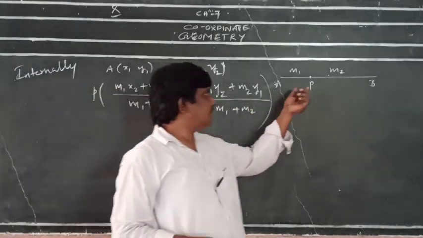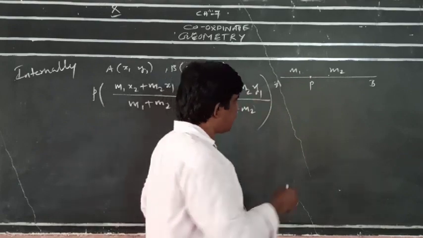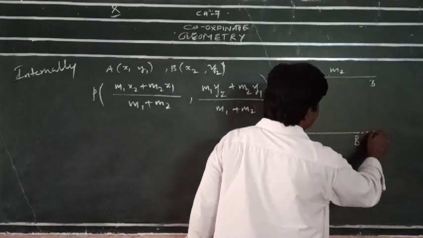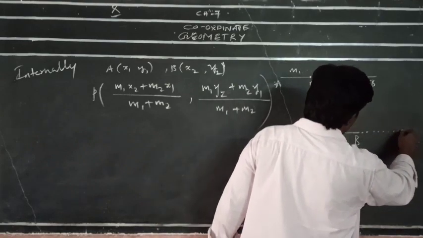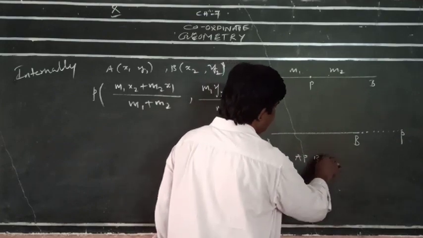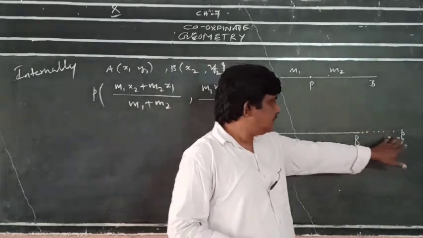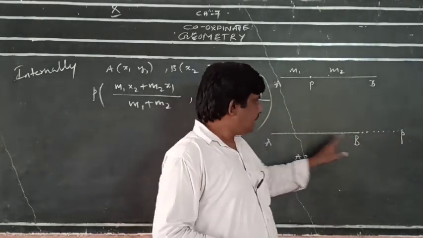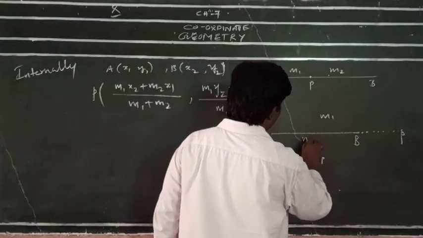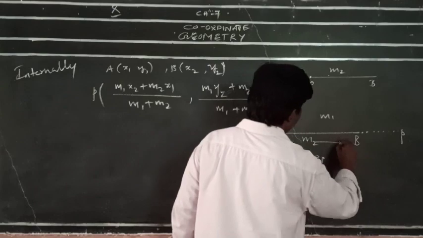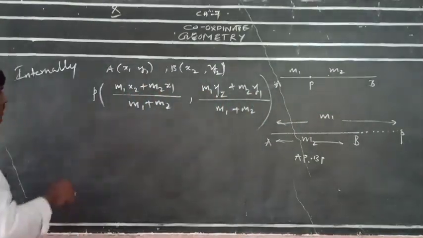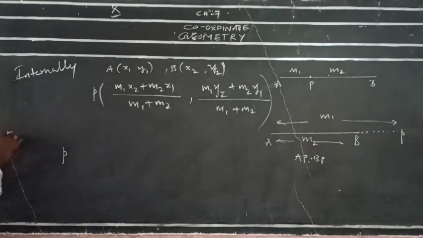What is the section formula? That is a point P inside the AB line segment. In some cases, the point becomes outside. The point is outside, therefore you get AP and BP. This is the ratio. That means this point P is dividing AB externally, in the ratio m1 and m2. Here is m2 and from here to here is m1. m1 is to m2 externally means then the point P, I am writing this is externally.